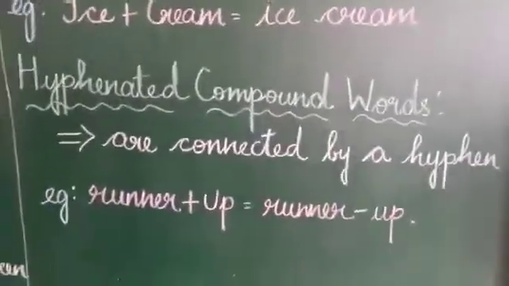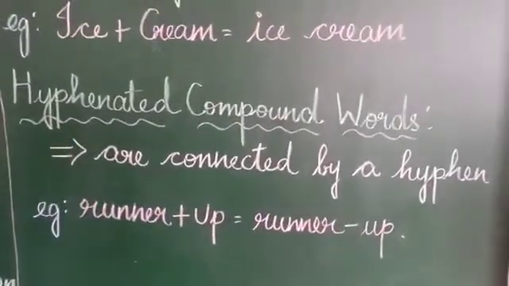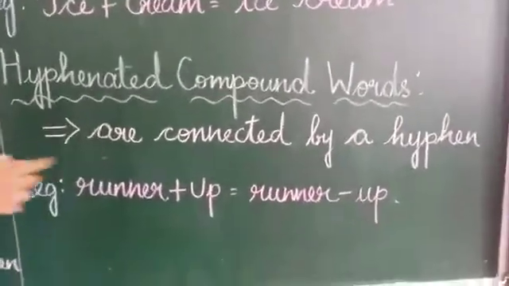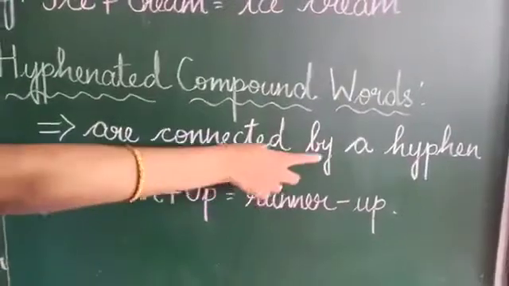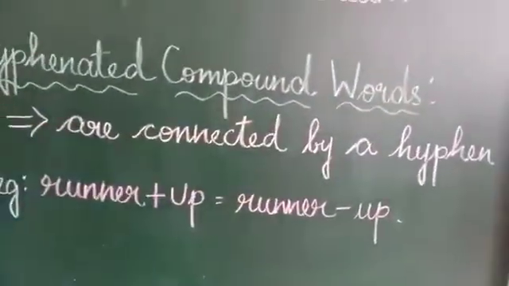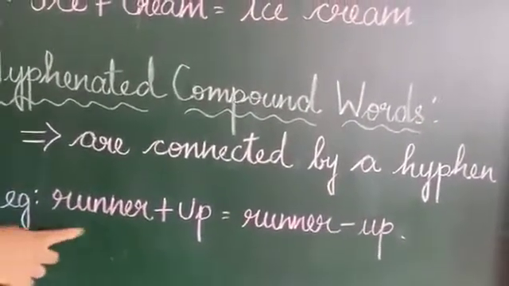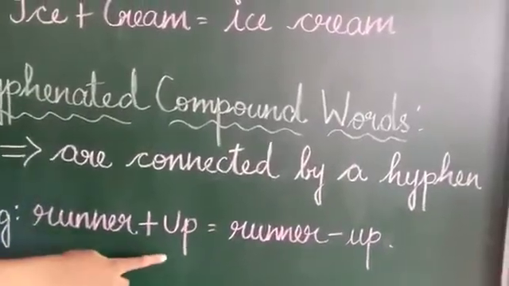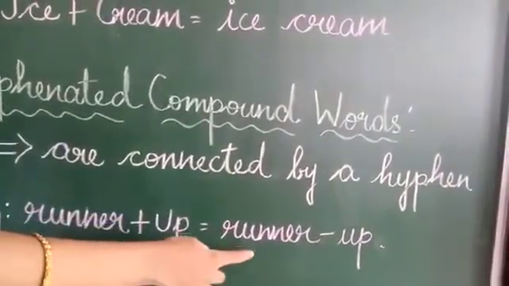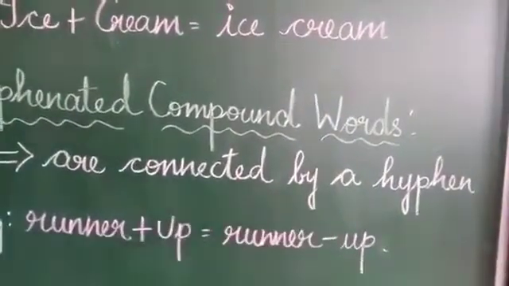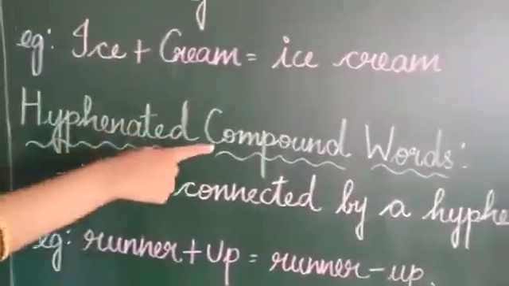And the third compound word is hyphenated compound words. What is the definition of hyphenated compound words? Hyphenated compound words are connected by a hyphen. For example, runner plus up is runner-up. Runner is one word and up is another word, and it gives a new word, runner-up, by connecting with a hyphen. So these are hyphenated compound words.